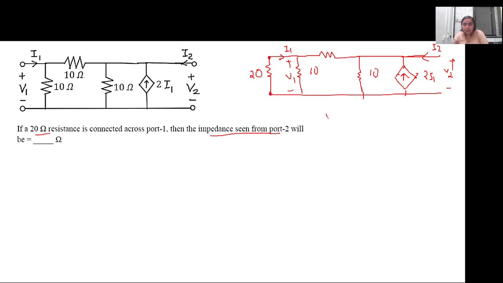Only now what we have is this 20 ohm connected at port 1. So we have one extra condition, that is V1 will be equal to, sorry, minus of 20 into I1. Is this right? Only this extra condition we have right now. The rest of the two-port parameters are as they are. So if we are to calculate the impedance as seen from port 2, what do we have to calculate?